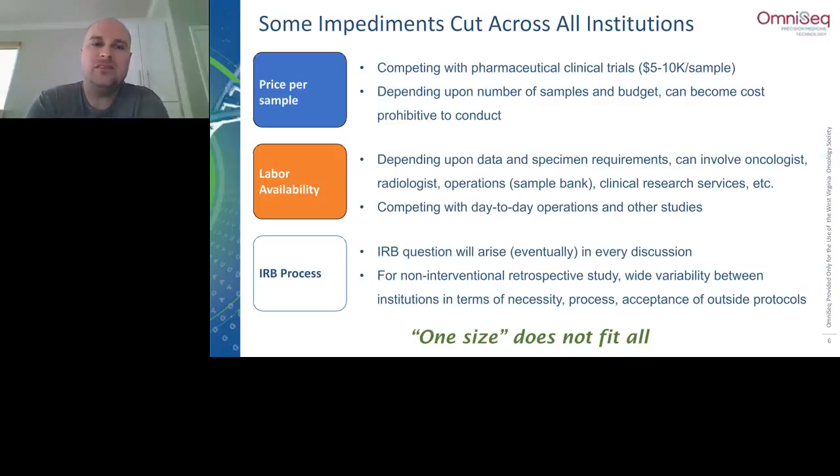So the first is price per sample. This is obviously a budget constraint for many organizations. The challenge with molecular diagnostics is that you're typically competing with pharmaceutical companies. These companies will tend to spend anywhere from 5 to 10, perhaps even more, on a per sample basis for qualified samples that would go into a prospective clinical trial.